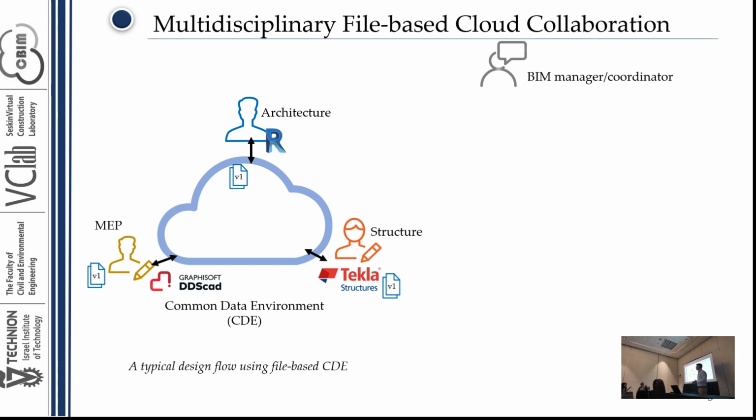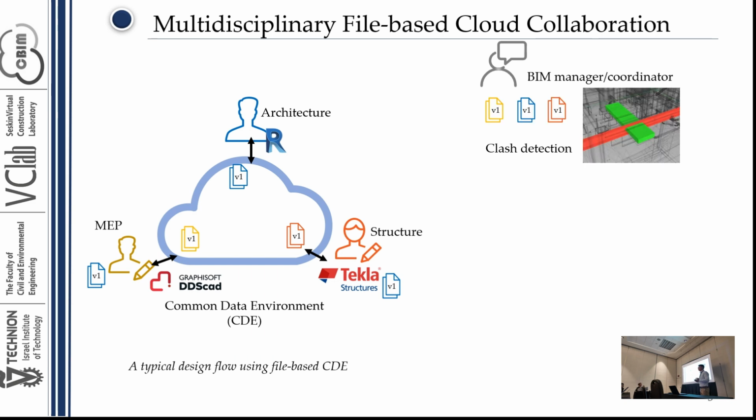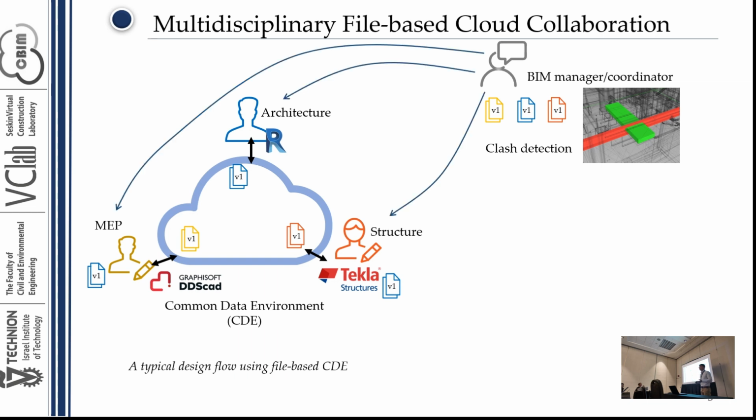Engineers will load the architecture model in the background as a reference model and create their engineering models. After finishing the first version of the structure models and MEP models, they will upload the models into the cloud again. The BIM manager will take all the files for clash detection and inform everyone to improve their work. Then another round of the design will continue.